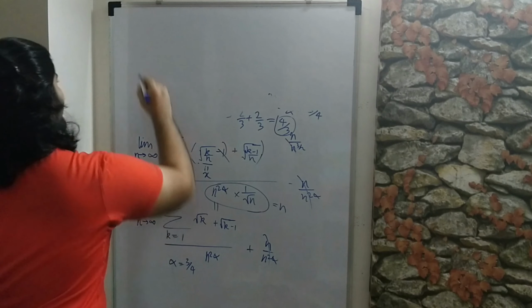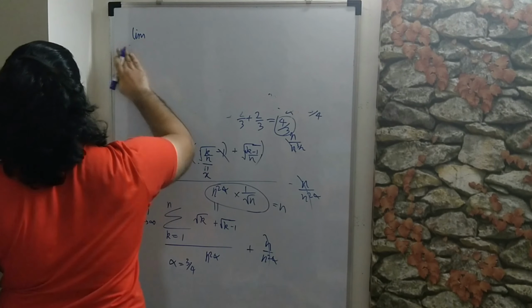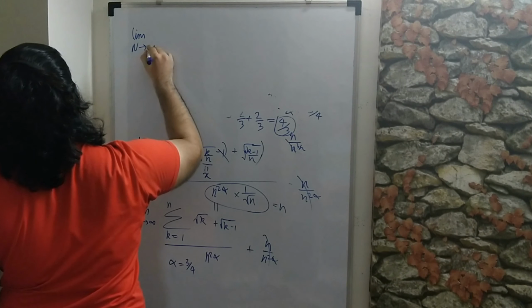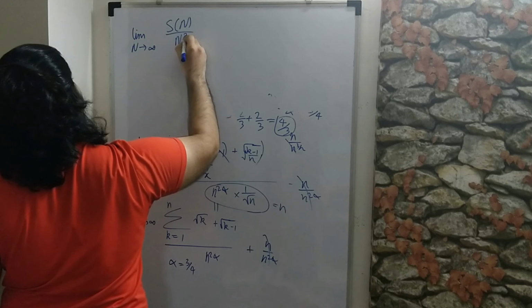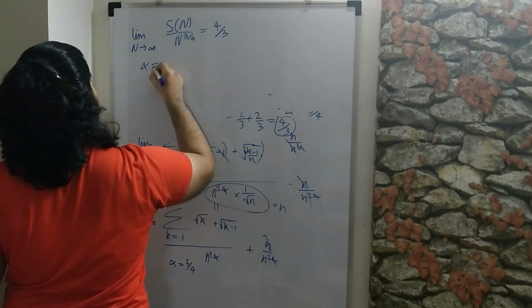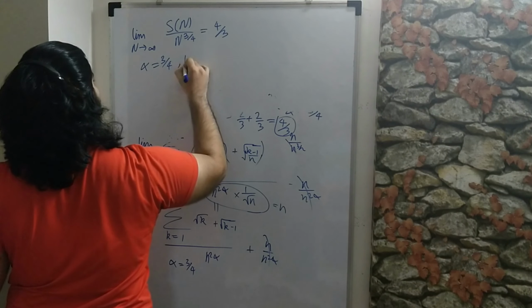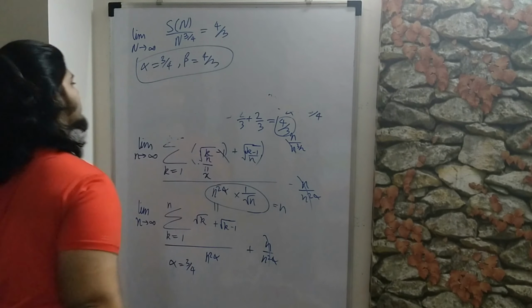Okay, so we get the final result that the limit as capital N goes to infinity of s of n divided by n to the 3/4 is equal to 4/3. So alpha is equal to 3/4 and beta is equal to 4/3, and that is our answer.